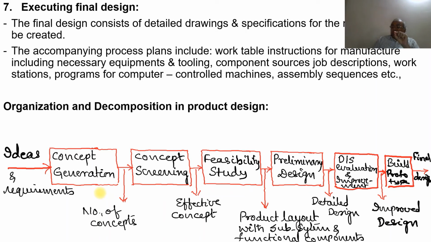So that means we need to plan the product flow in the layout. That means on which day we need to load this product on which machine, and once you want to load it on that particular machine, whether the tooling required to manufacture that component is available or not, component sources, job description, workstations, and then we have the programs for computer controlled machines. Then whether a fixture is required to hold that particular component, if so, we need to design it and manufacture it.